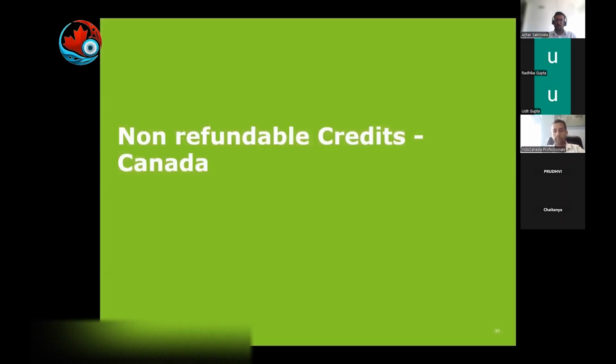Now moving on to non-refundable credits. So what does non-refundable credits mean? There's always a confusion as to what is a tax deduction and what is a non-refundable credit. So tax deduction means any payments you made are allowed as an expense deduction against taxable income.